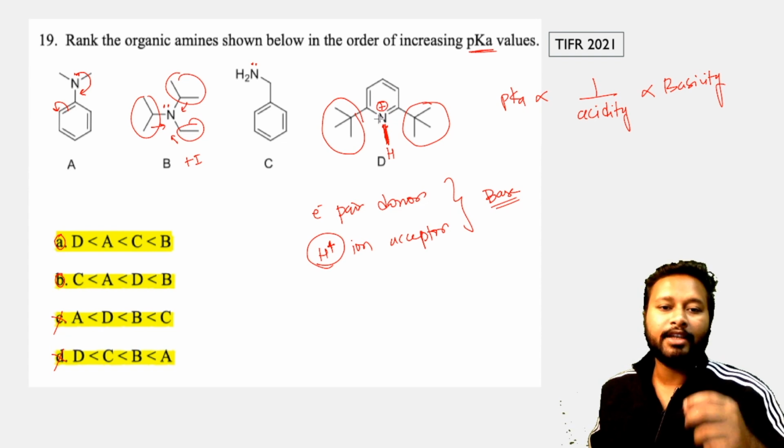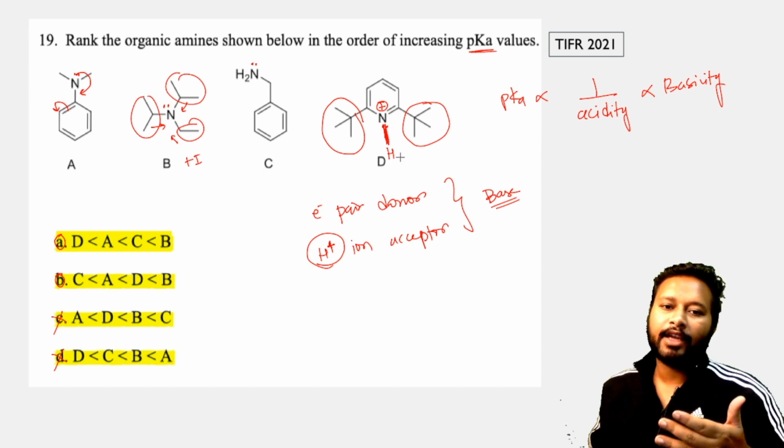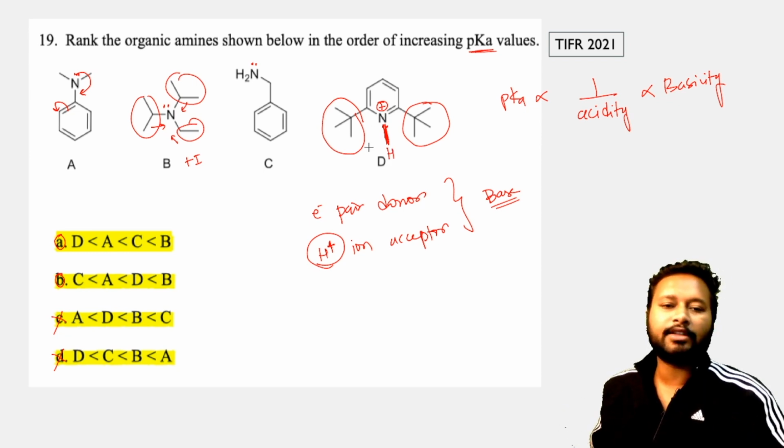So this is going to be least basic because of this reason, right? You got the point that this is going to be least basic because no hydrogen, or anything else, can approach this nitrogen. That's because of the steric hindrance from these 2 bulky groups. That will make D the least basic one.